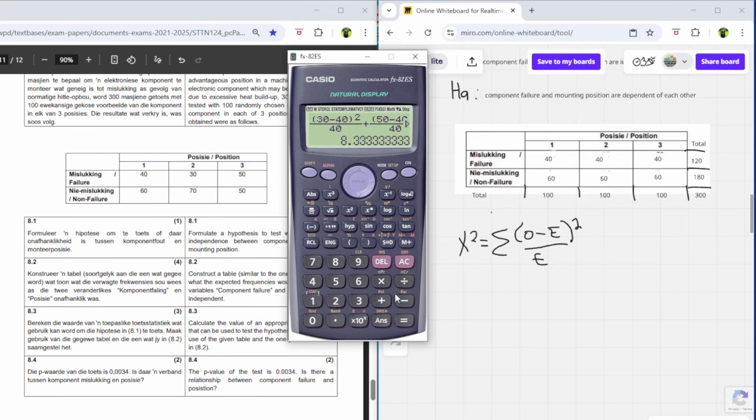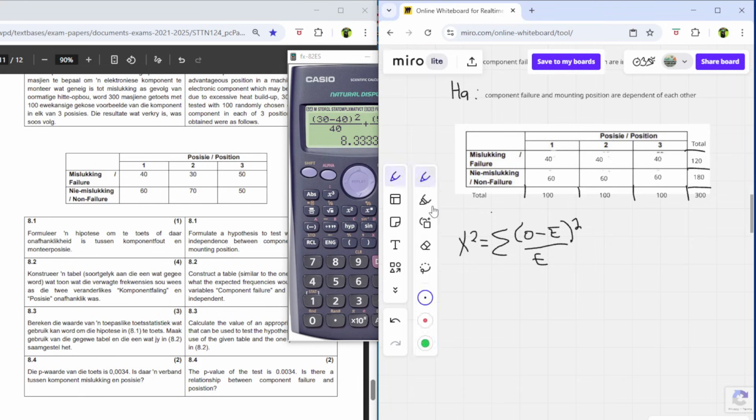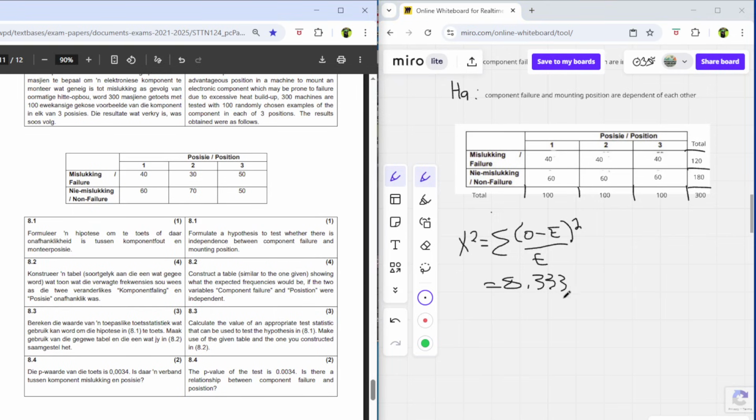8.33. So the answer for question 8.3 is equal to 8.333, if you want to write three decimal places. That's how you answer question 8.3. Remember to substitute before you write the final answer, because they give marks for those substitutions as well. The very same way I was doing on the calculator, you do it writing down. That is question 8.3.